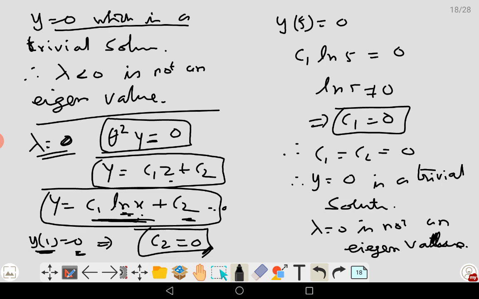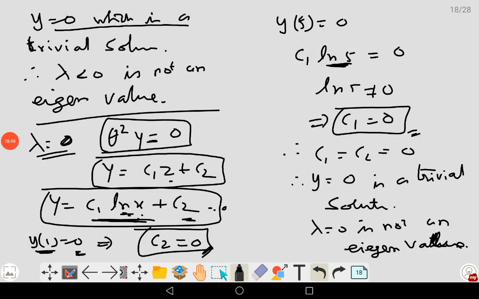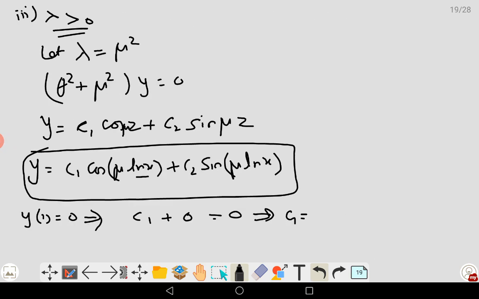And the second boundary condition, y of 5 equal to 0. When you substitute x equal to 5, C1 ln 5 plus C2, which is already 0. So C1 ln 5 should be 0. ln 5 is a constant, so C1 should be 0. So we get C1 and C2 both are zeros. Therefore the general solution y is also 0, which is a trivial solution. So lambda equal to 0 is not an eigenvalue.